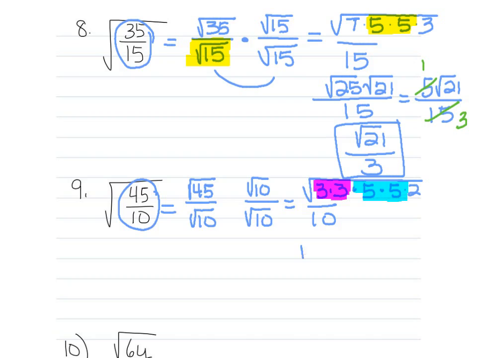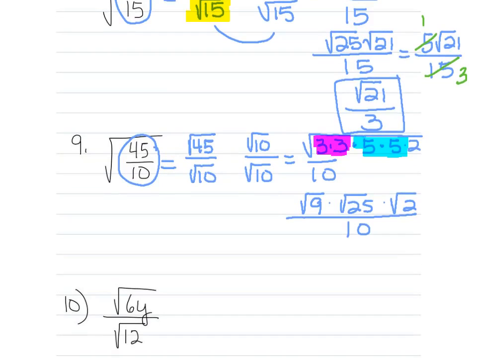This would be radical 9 times radical 25 times radical 2, all of that over 10. Now we can simplify. Radical 9 would be 3. Radical 25 would be 5. 3 times 5 is 15. Radical 2 over 10. And now we can simplify because we have a common factor of 5. This is a 3, and that would become a 2.